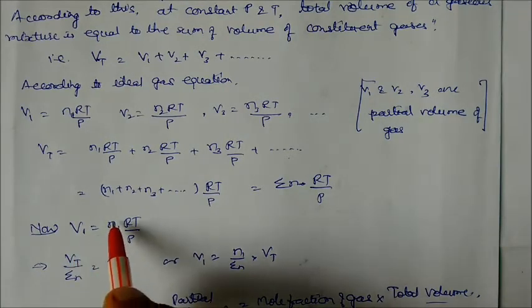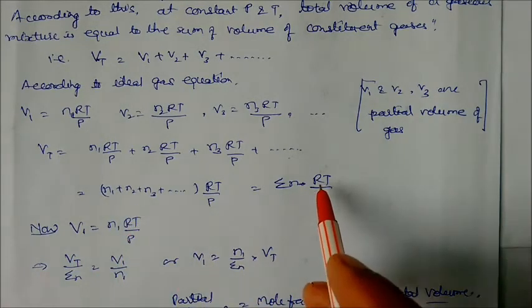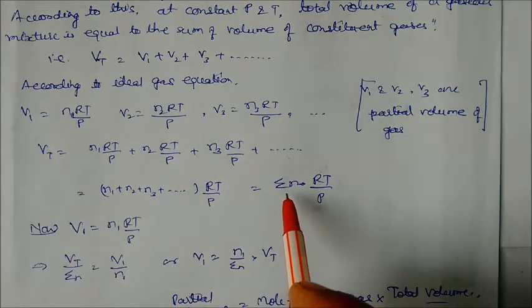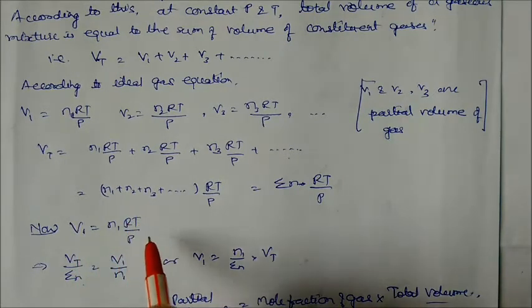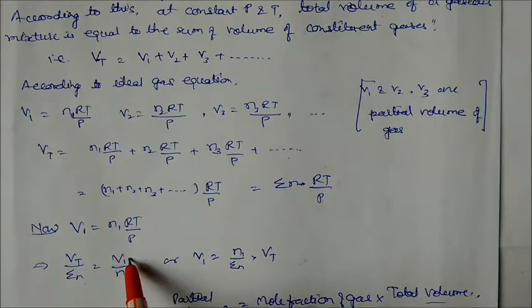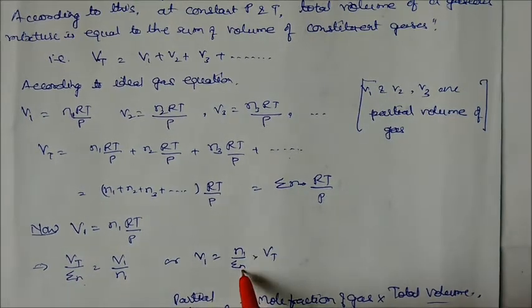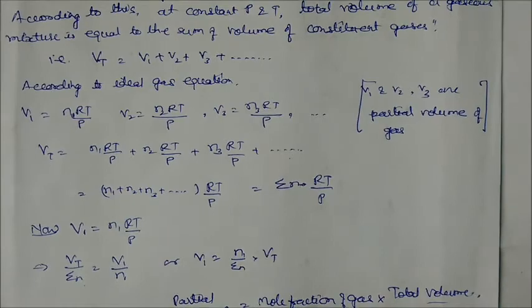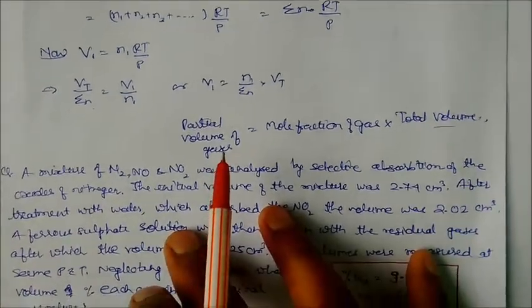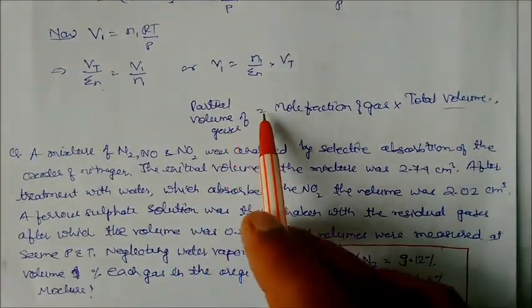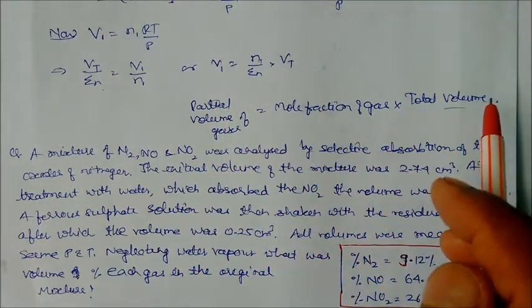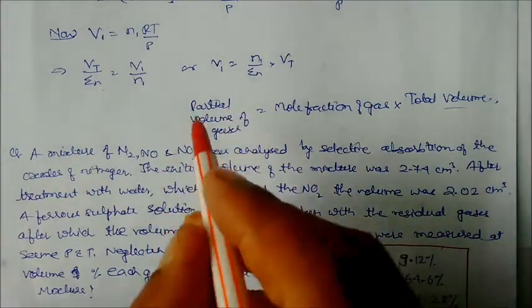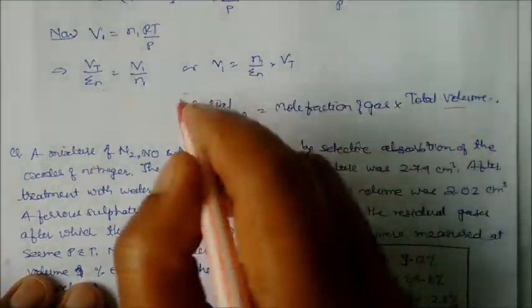So RT by P is equal to nothing but VT by summation of N, and also V1 by N1. So this is V1 by N1, RT by P is eliminated out. So we can write V1 equals N1 by summation of N into total volume VT. So this becomes your partial volume of the gas, this is the partial volume of the gas, equal to the mole fraction of the gas into the total volume. So this is the equation for Amagat's law.